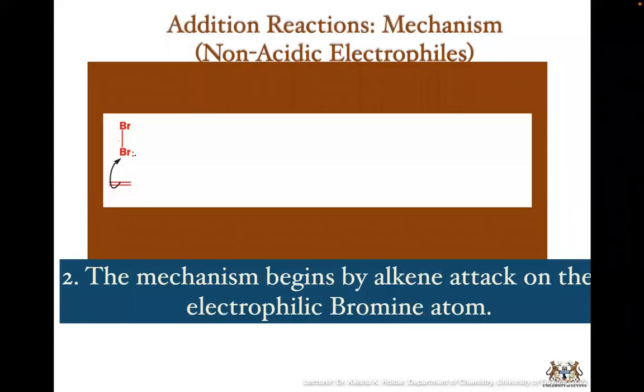So if we were to look at the mechanism of this process, it would first start off with our nucleophilic electrons on the alkene attacking the bromine in this case. Now, remember we said earlier that the pi electrons in an alkene are actually the workhorses. So they are the ones that are actually initiating the attack on the electrophile. And in this case, our electrophile is the bromine itself.